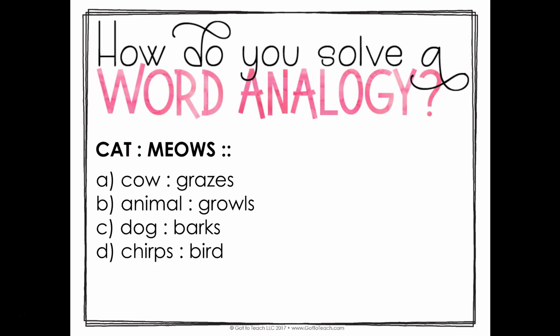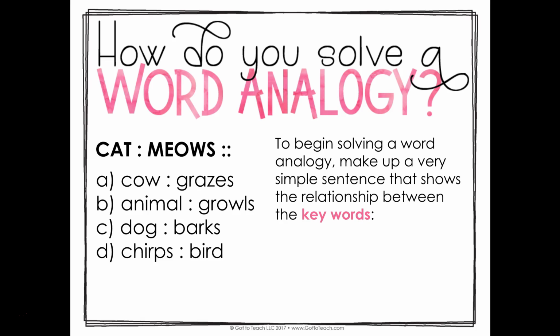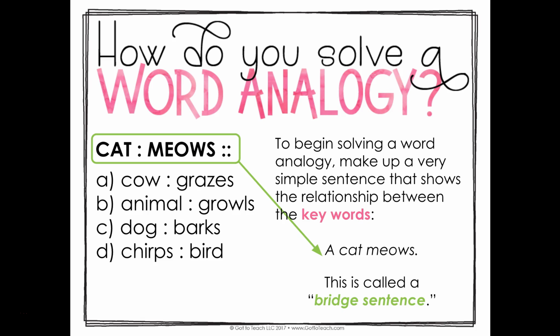So how do we solve the word analogy? To solve a word analogy, you have to make up a simple sentence that shows how those words are related. How are the keywords connected to each other? So we might make a sentence like this. A cat meows. That's called a bridge sentence.